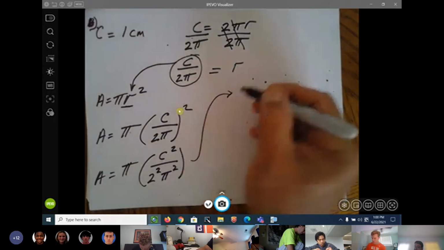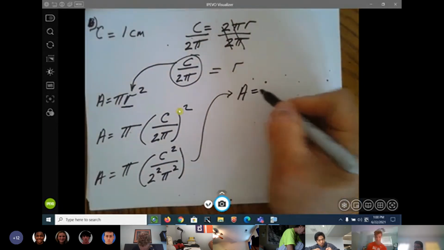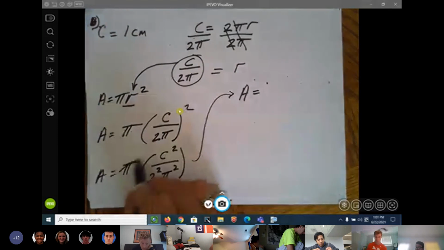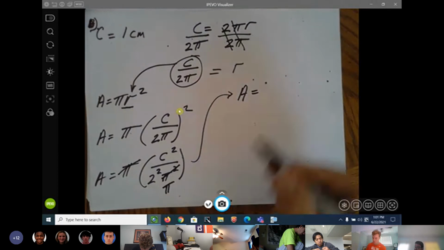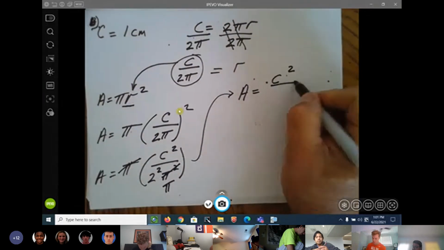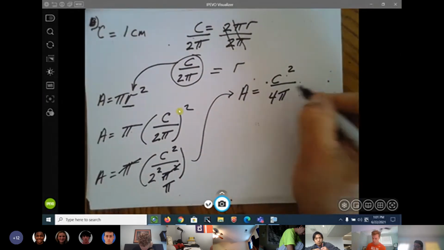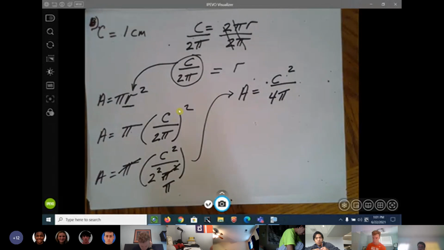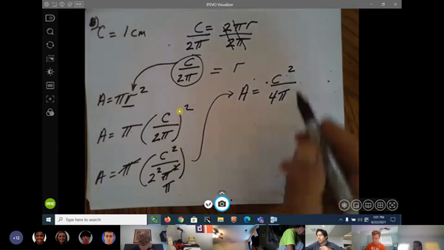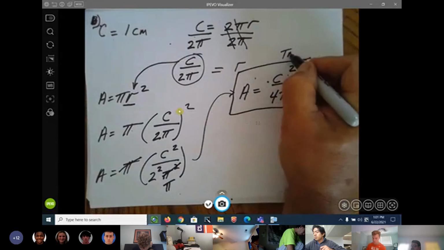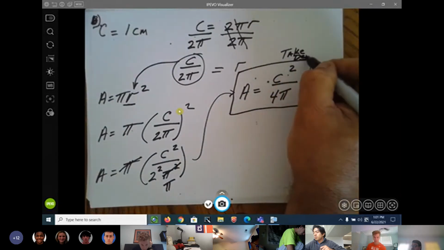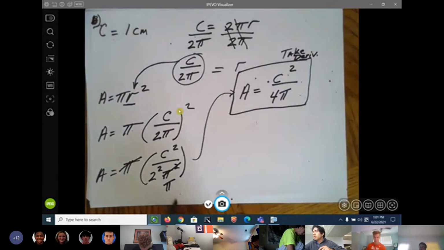And that's going to give us A is equal to, well, that'll cancel with one of those pi's and leave one pi. So that's going to be C squared over 4 what? 4 pi. And that right there is your formula that you're going to take the derivative of. Take derivative. Go to it.